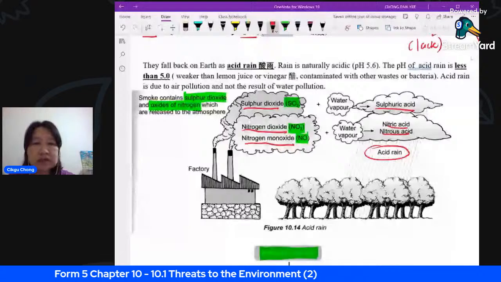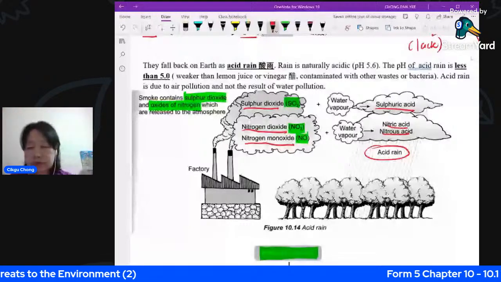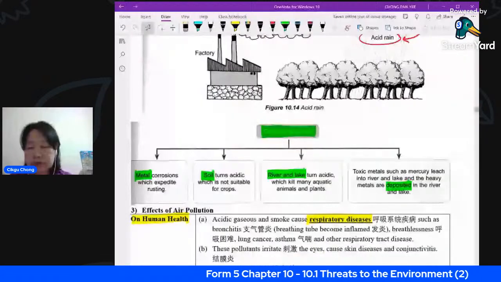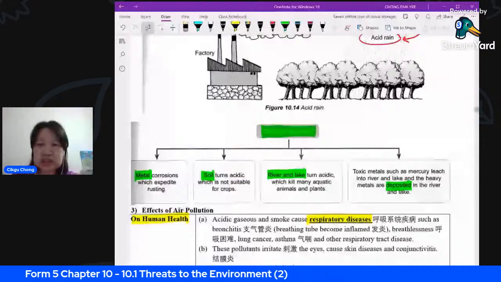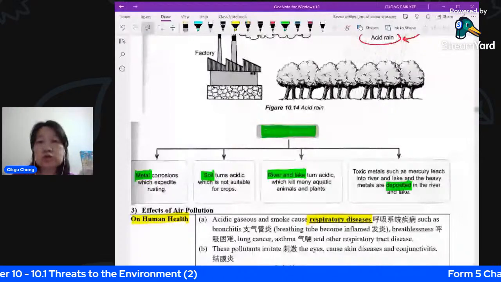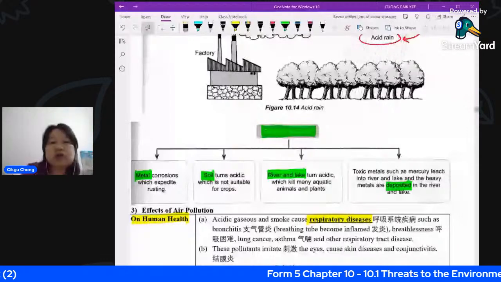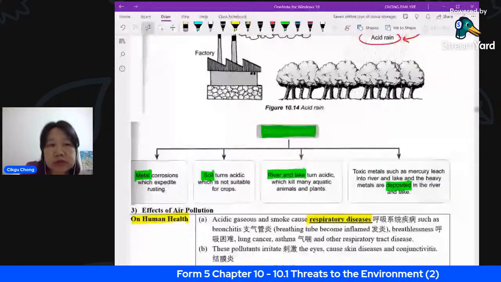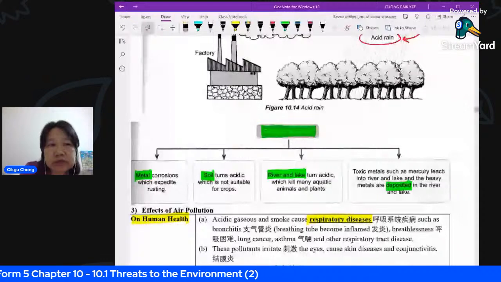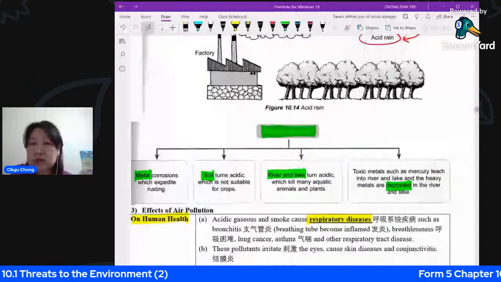Okay, let's look at the effect of acid rain. Because acid is corrosive, you know the properties of acid, right? It's corrosive. So you will find that it affects certain structures. It's corrosive when it comes into contact with metals. Metal will be corroded when it comes into contact with acid. You learned that already before, even in lower Form 2 science. Okay, metal is corroded when you have acid.